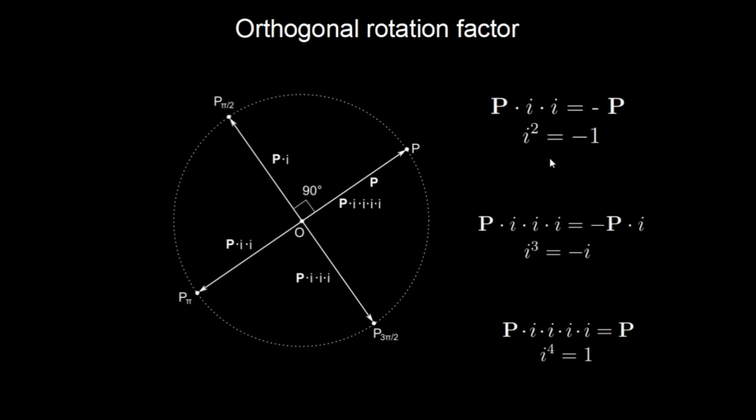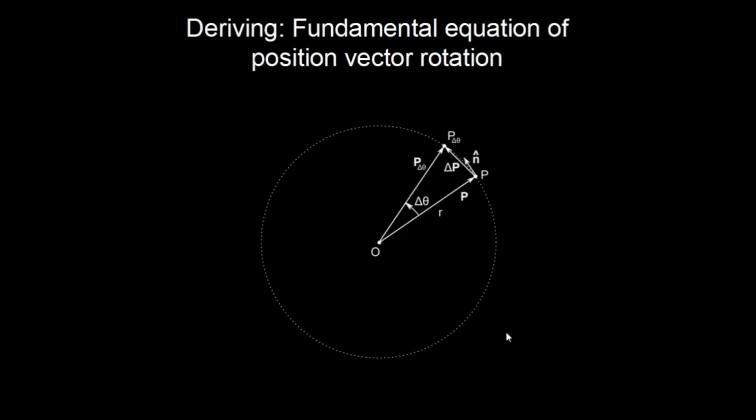Similarly, here vector bold Pii has a reversed direction of vector bold Pi. Thus, I cubed equals -I. And further similarly, we have this result: I to the power of 4 equals 1. The concepts of motion and rotation factors have led to the discovery of a fundamental equation of position vector rotation. Next, we will derive the equation.